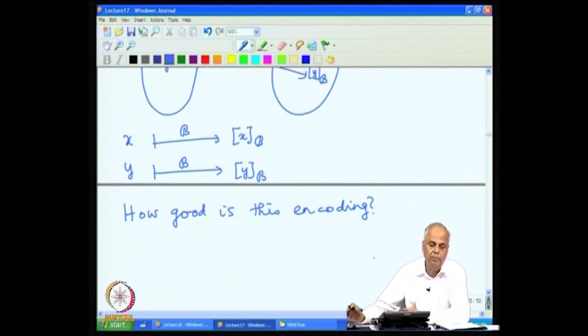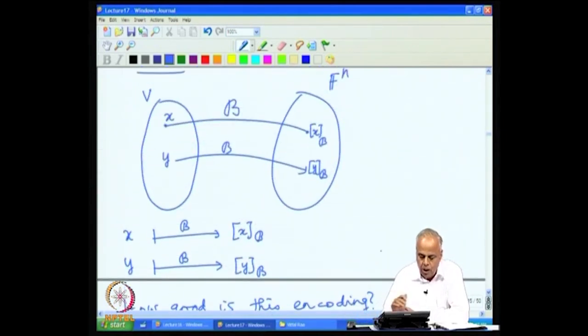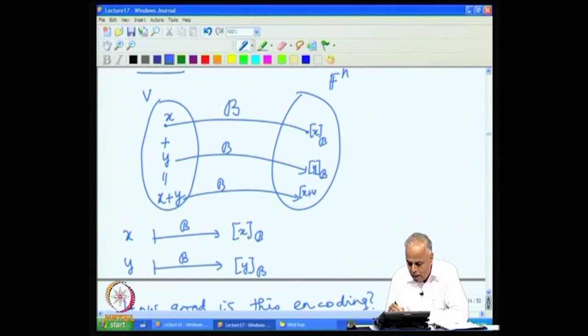We should investigate, in fact, we do not even know what is meant by good, but let us look at this question carefully. We have encoded the vector x into x_B, and the vector y into y_B. Now, in the vector space V, the vector x and the vector y can be added to get a vector x plus y. Since x plus y is a vector in V, that can be encoded as (x plus y)_B in the space F^n. Now, we have done the addition on the V side.